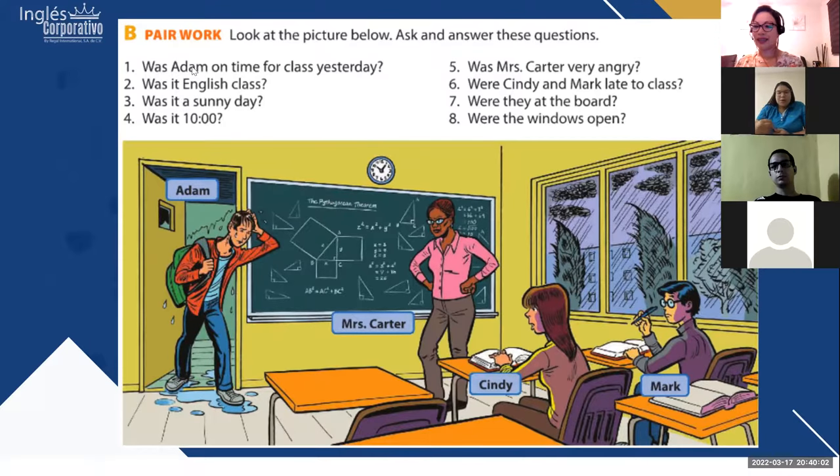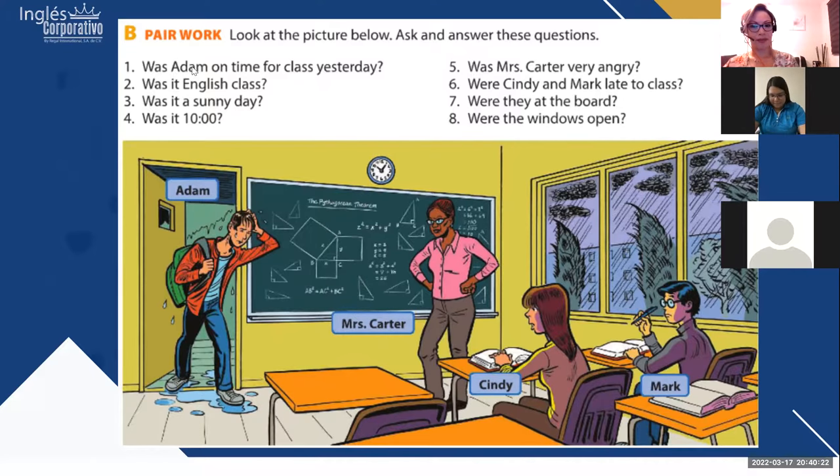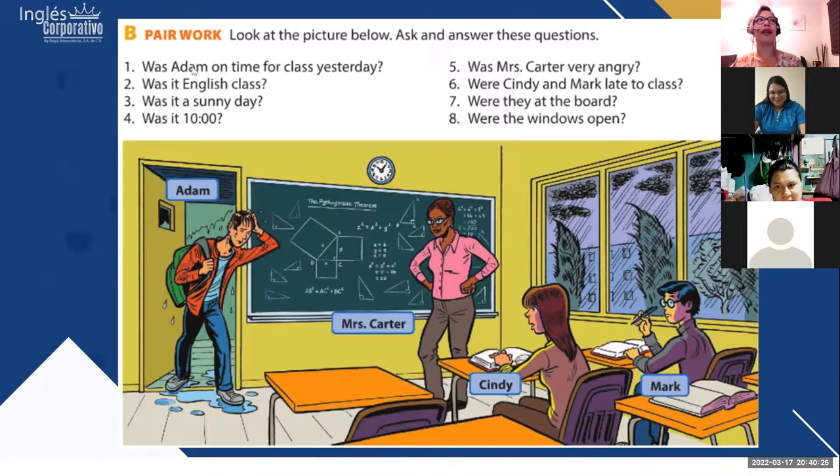Sorry. Were the windows open? Rosario. Were the windows open? No, it wasn't. Windows? It's in plural. No, they wasn't. Con they usamos were, y como es negativo sería no, they weren't. Okay, very good.